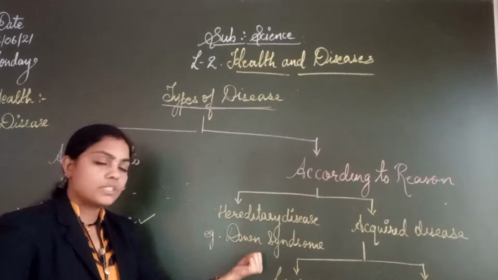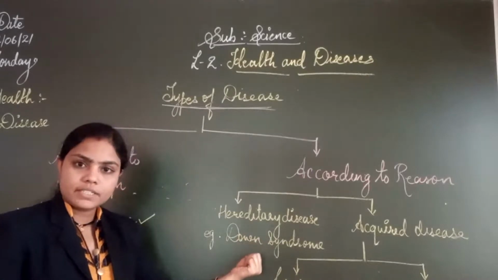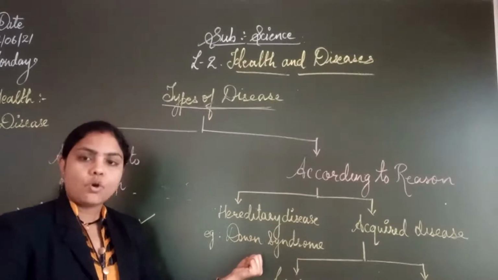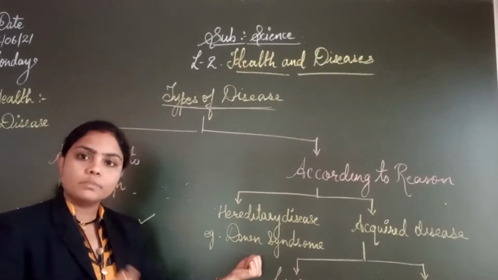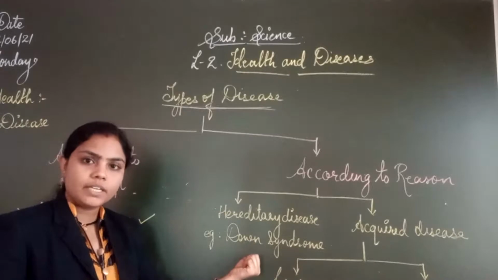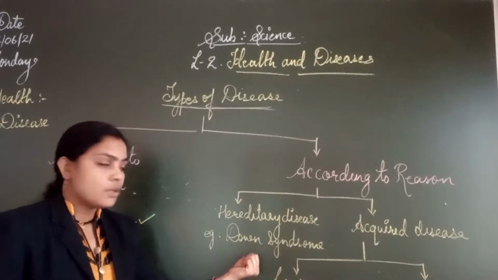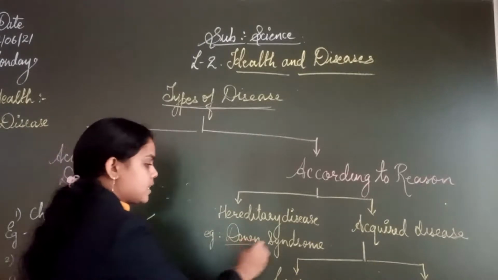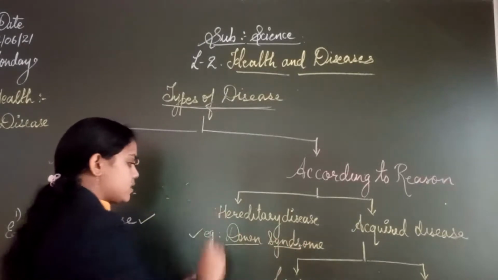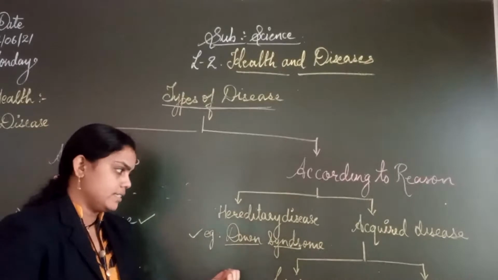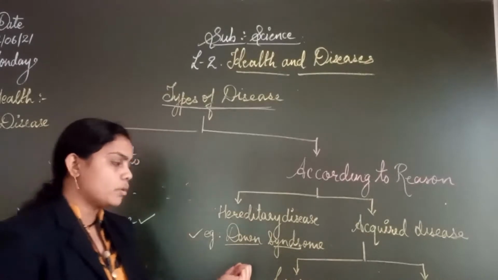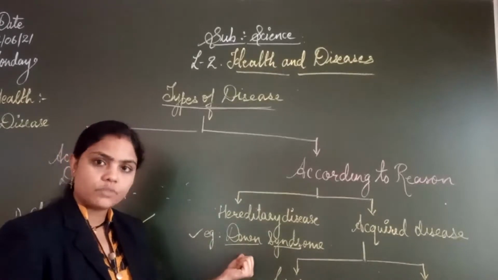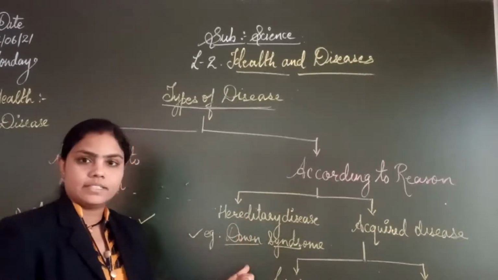Like Down syndrome, Klinefelter syndrome, or when the body is not fully developed from birth, abnormality is seen in the child. So that is nothing but hereditary disease. The example I gave, Down syndrome, is the best example of hereditary disease. And even if abnormality is seen in a child, Klinefelter syndrome is there. That is also one example of hereditary disease.